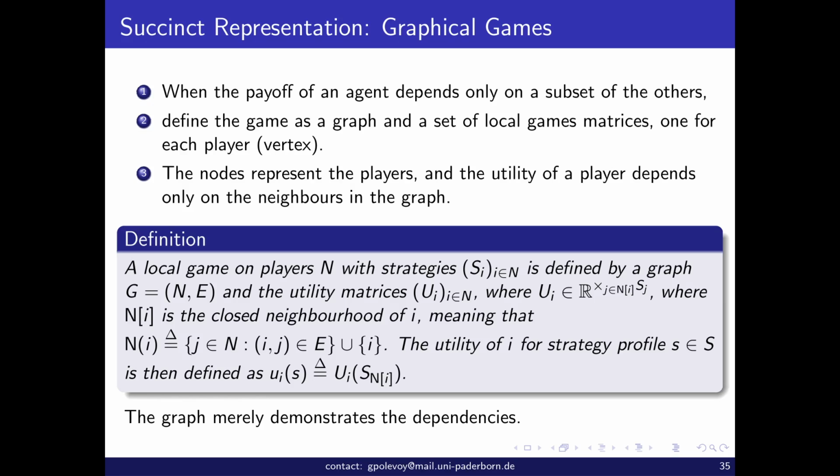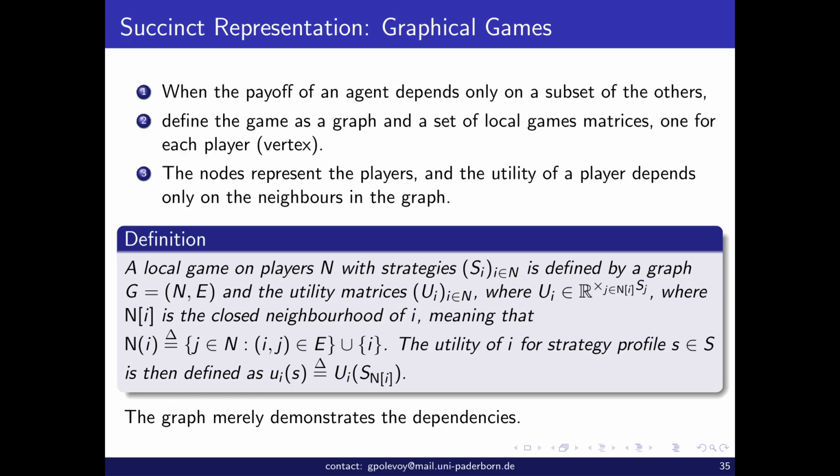Usually what happens to you depends only on what happens to your immediate environment. Not always, but mostly, or let's say often. In this case, we can look at the graph, which tells who depends on whom. So two nodes are connected if and only if they depend on one another.